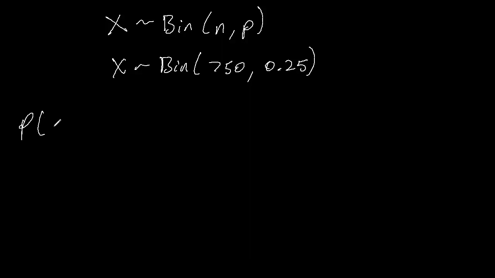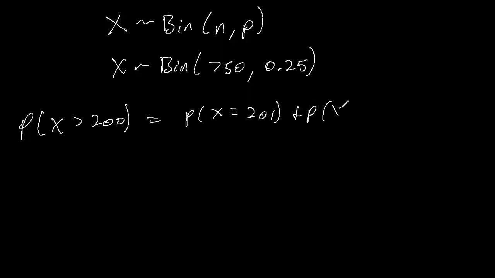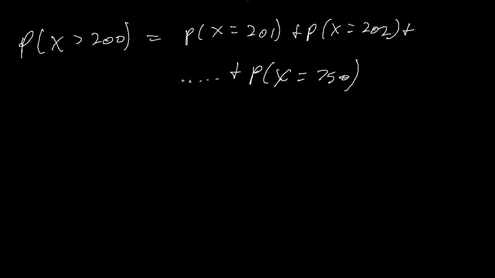Now, if we were supposed to calculate P(X > 200), then that would require us to calculate P(X = 201) plus P(X = 202) plus, several thousand years later, P(X = 750). This will take a very long time to do, and we don't like to waste time. But since n is large, we can approximate the binomial distribution to a normal distribution.